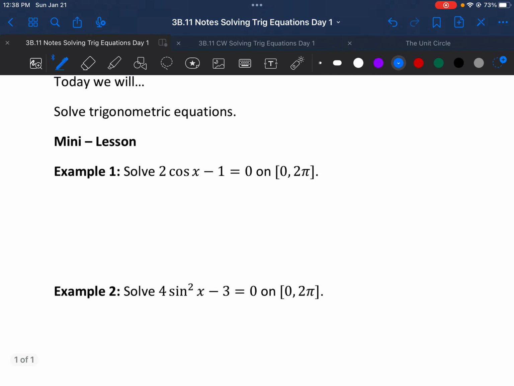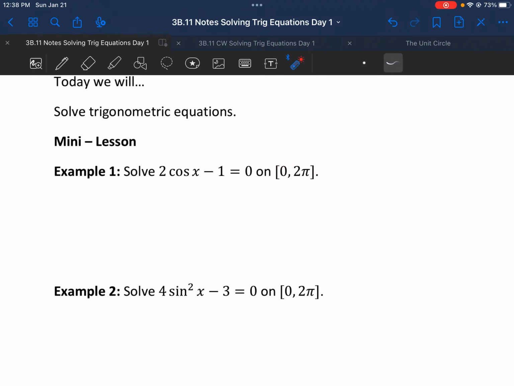But we're going to stick to solving basic trig equations today. Now notice it says solve. So here's our problem, example 1. Solve 2 cosine x minus 1 equals 0 on the interval 0 to 2 pi. So we want to find all solutions to this equation on this specific interval. We have to limit our interval because if we don't, we have the possibility of having an infinite number of answers. So we are only looking from 0 to 2 pi.